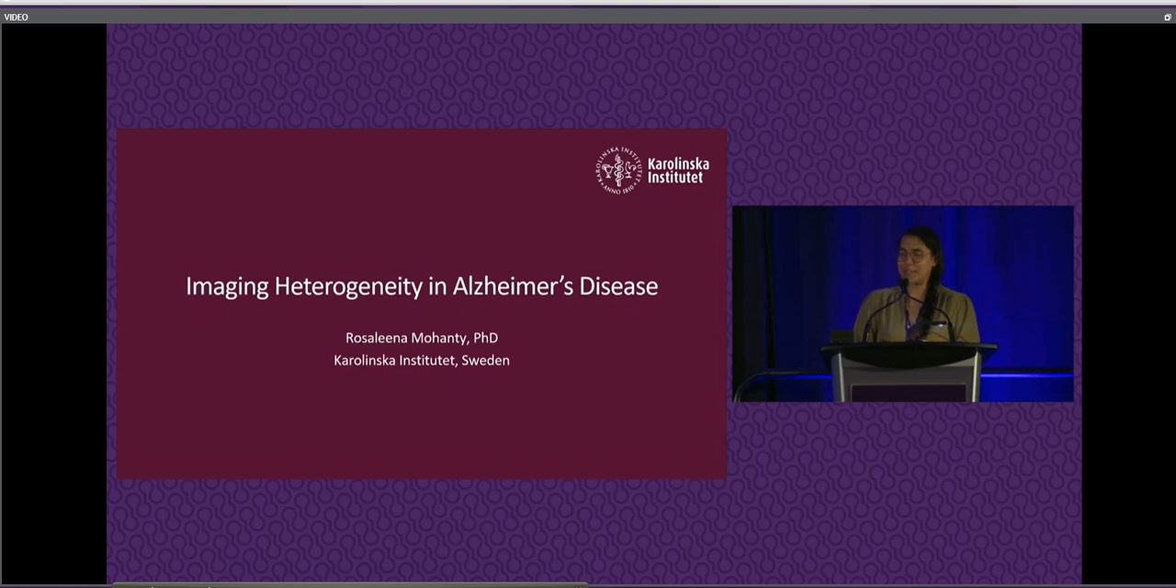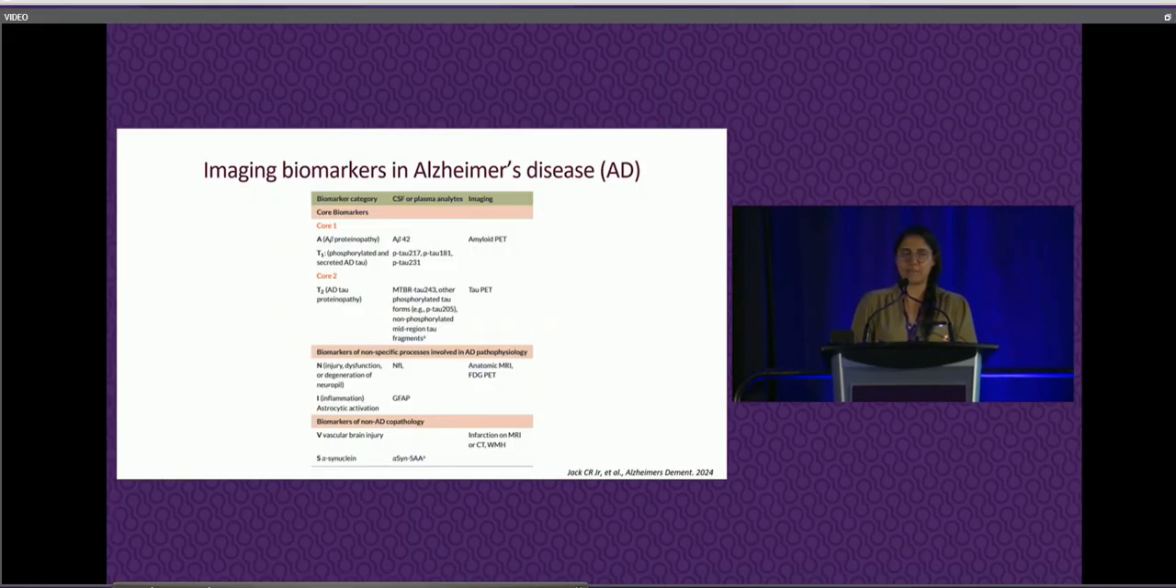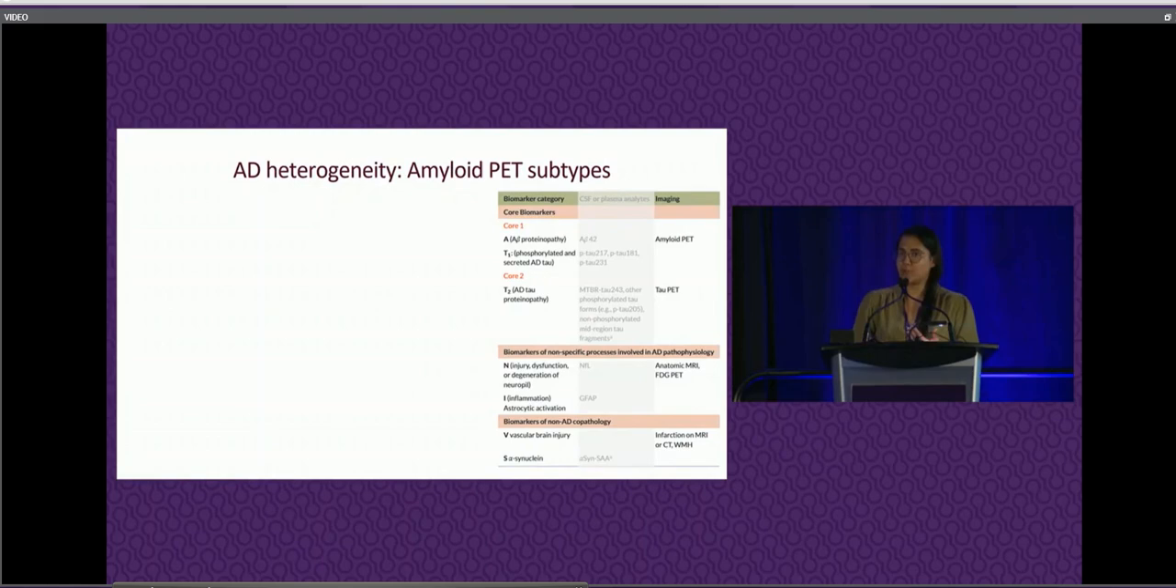I'm going to be talking about imaging heterogeneity in Alzheimer's disease, and I have nothing to disclose. I would like to contextualize the talk for today in the diagnostic criteria for Alzheimer's disease, which lays out the core biomarkers that are relevant to the disease. And in particular, I will be focusing on the imaging biomarkers. So I would like to quickly walk through the different subtyping studies that have looked at heterogeneity from the imaging perspective by going through these core biomarkers.